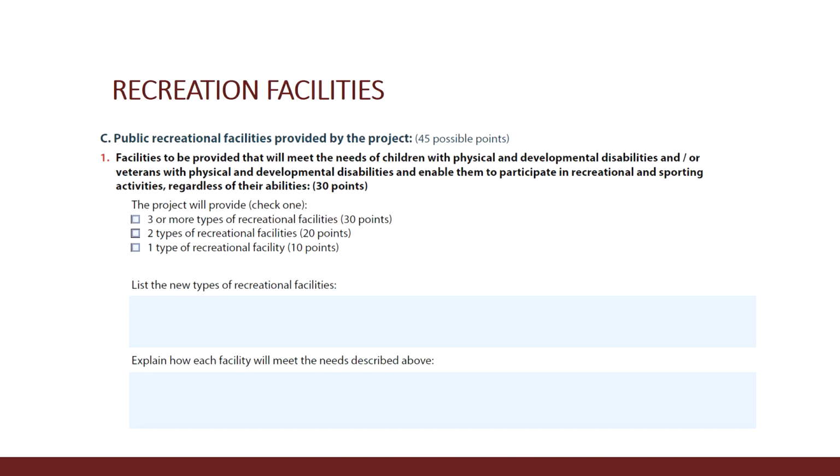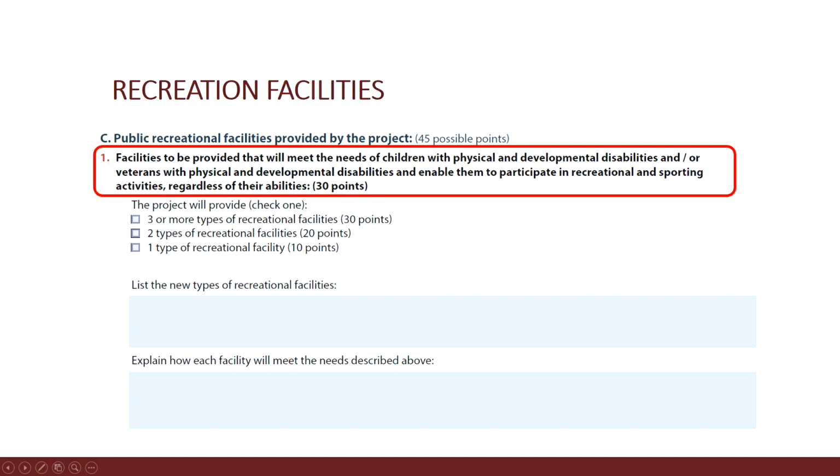So when we look at recreation facilities, these are what you're planning to build with the project. You might have recreation facilities, you might have support facilities. Those are all in your project budget that we reviewed earlier. But what we're asking specifically about is recreation facilities. So facilities that are provided to meet the needs of children with physical and developmental disabilities, or veterans with physical and developmental disabilities. So the goal is one or both of these target groups, and does it enable them to participate in recreational and sporting activities regardless of their abilities? So that's that goal, that universal design.